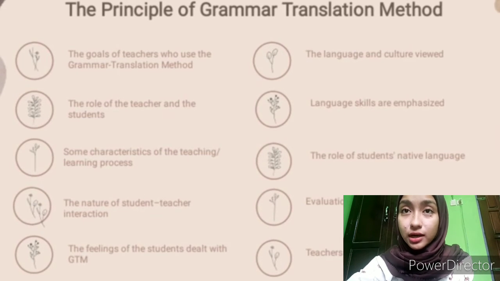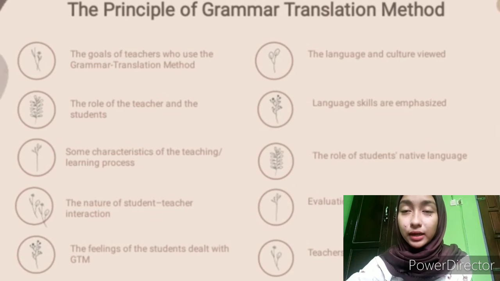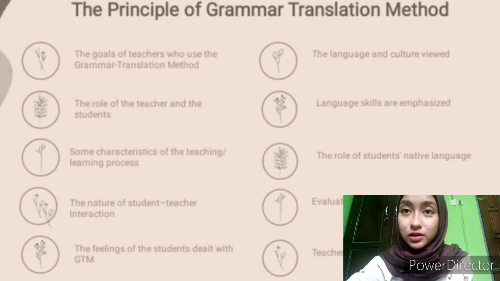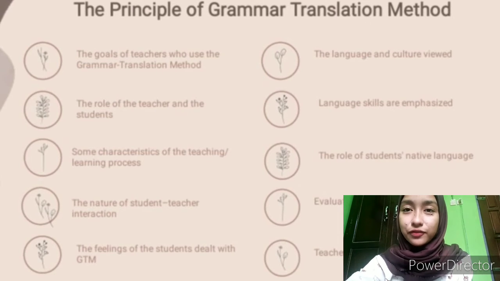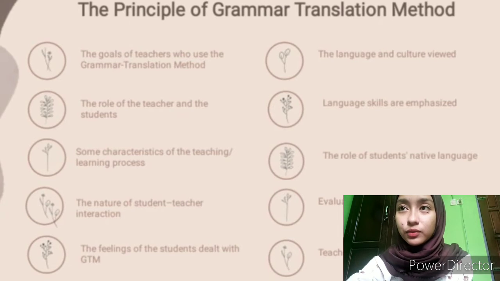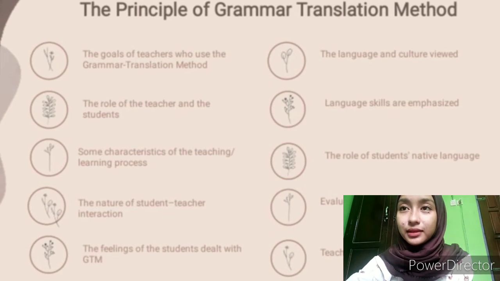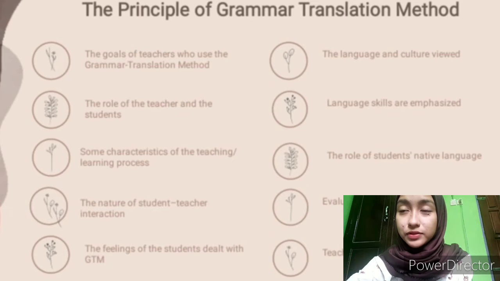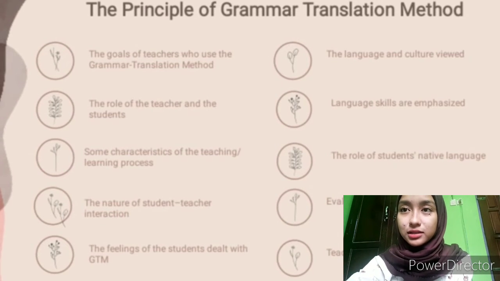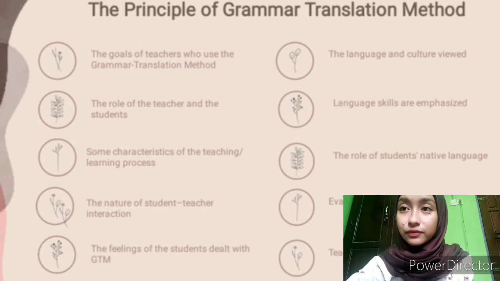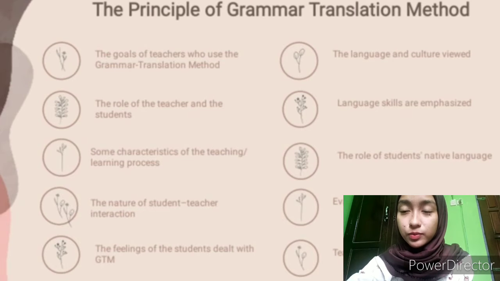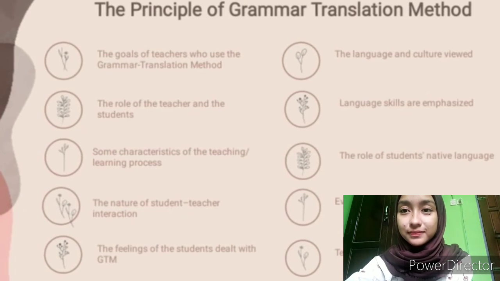Two, the role of the teacher and the students. Three, some characteristics of the teaching or learning process. Four, the nature of student-teacher interaction. Five, the feelings of the students dealt with GTM. Six, the language and culture viewed. Seven, language skills emphasized. Eight, the role of students' native language. Nine, evaluation accomplished. And the last is how teachers respond to student errors.